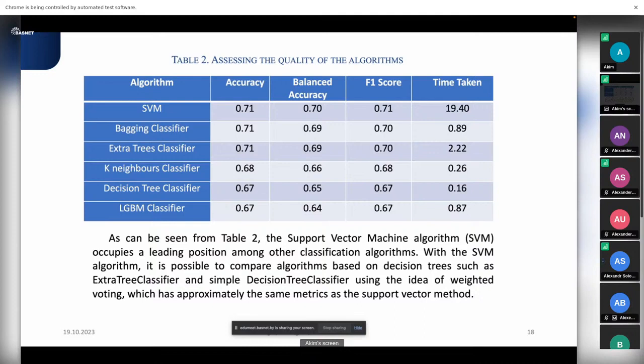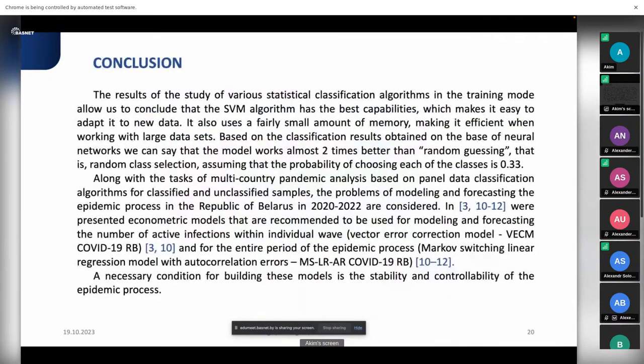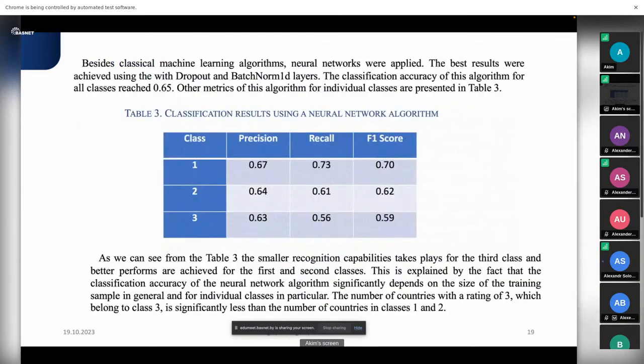The next step of our research was neural network experiments. Next slide, please. We tried three models: the basic one, a more advanced one with three hidden layers, and the most advanced one with dropout and batch norm layers. The results of the best model, with dropout and batch norm 1D layers, are presented in table 3.